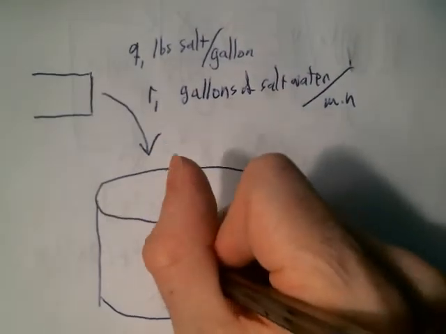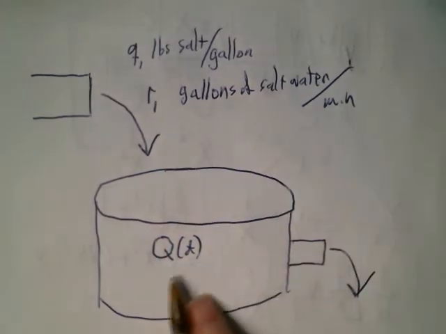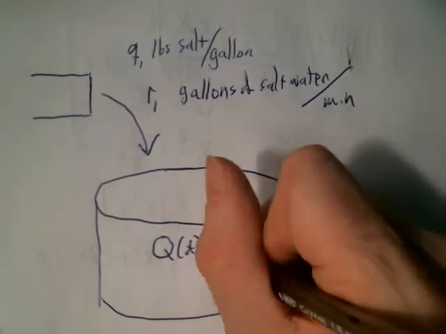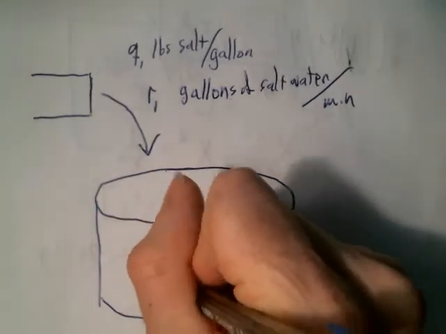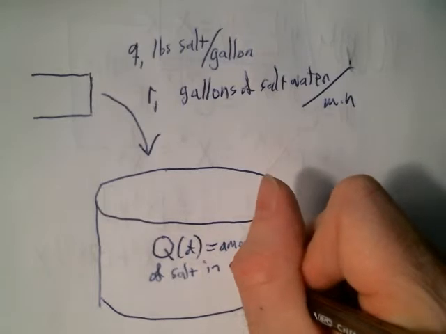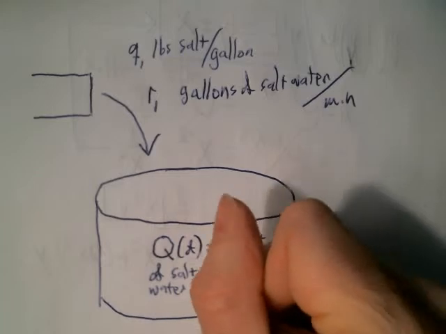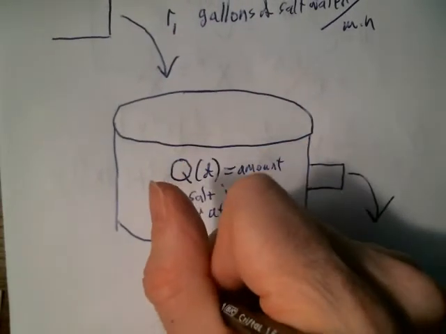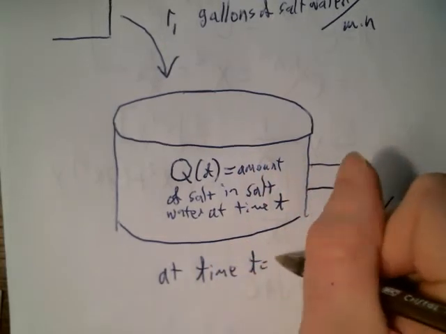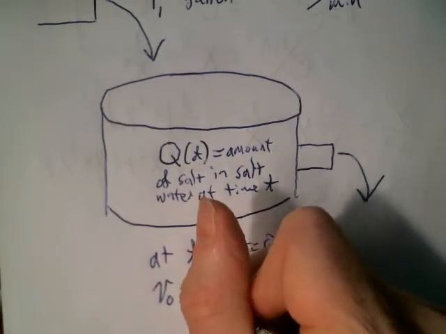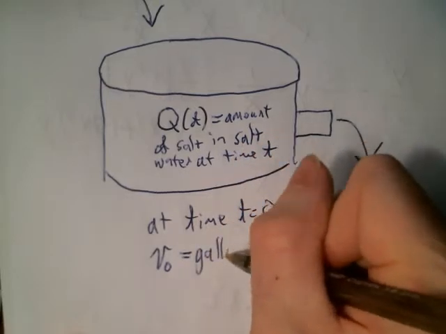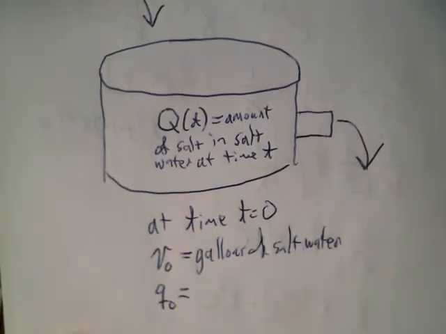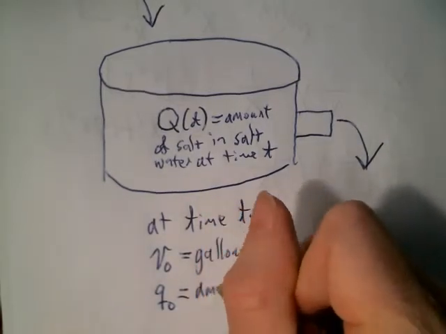Then inside the tank, there's going to be an equation Q of T that tells you how much salt is in the solution for a given time T. So this is the amount of salt in the salt water at time T. And at time T sub 0, so at time 0, we'll have V sub 0 be the gallons of salt water, and Q sub 0 will be the amount of salt in there originally, or pounds of salt.